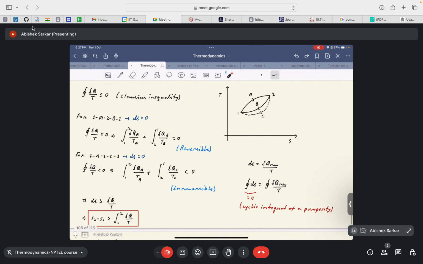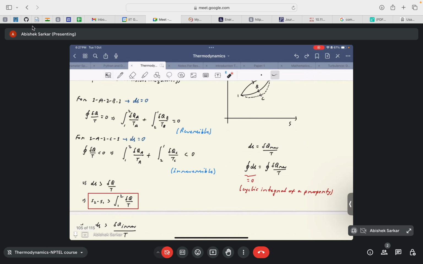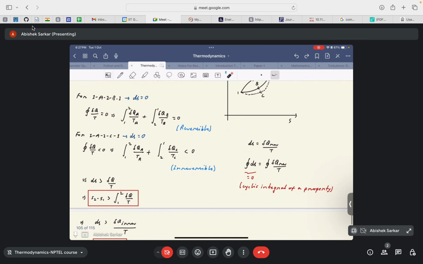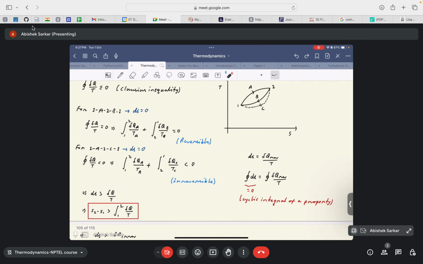So we will have the integral of delta QA by TA from 1 to 2, plus the integral of delta QB by TB from 2 to 1, is equal to 0. This sum is equal to 0, and this is for a reversible cycle. Now if you consider the irreversible cycle from 1A to C1, we can represent it as the integral of delta QA by TA from 1 to 2 plus the integral of delta QC by TC from 2 to 1. And this would be less than 0, because we know that the cyclic integral of delta Q by T is less than 0 in the case of an irreversible cycle, right?